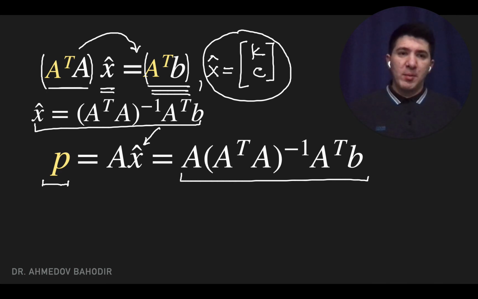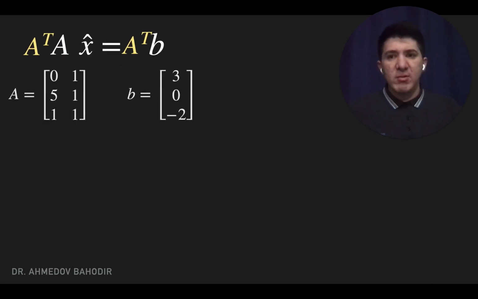Personally, I don't remember this, but I can always get this formula from the equation Ax = b by just multiplying both sides by A transpose. So now let's find this vector x hat. Let's solve the system. In order to do this, we need to calculate A transpose A and A transpose b. We're given these matrices A and b in the following way. So let's do the calculations.